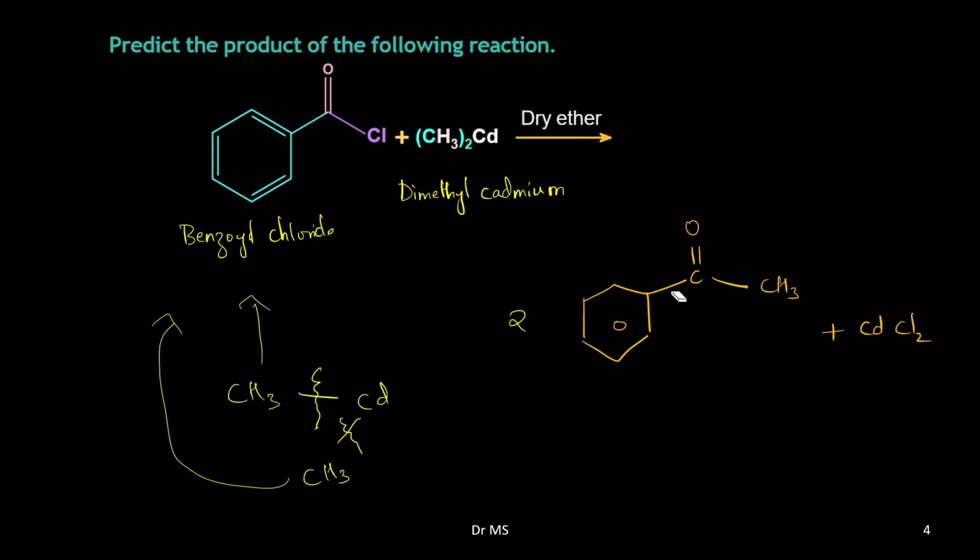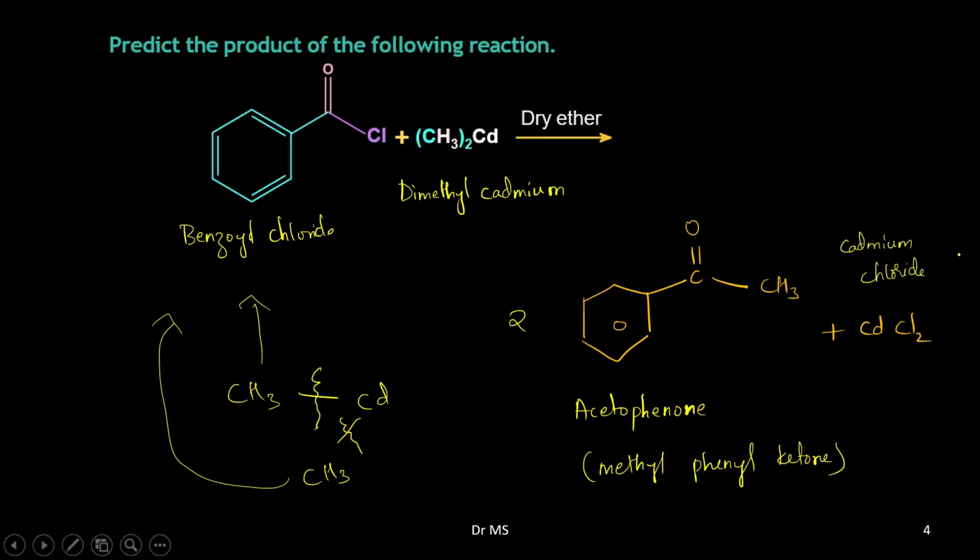This is the benzene with an acetyl group. So we call this the acetophenone, or you can also call this methyl phenyl ketone if you want to extract the structure. And the cadmium chloride is a byproduct. Understood? And what is this (CH3)2Cd?